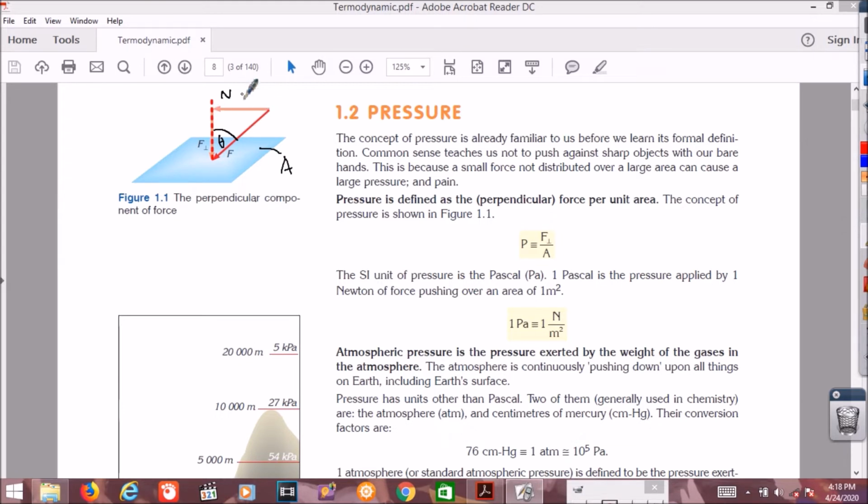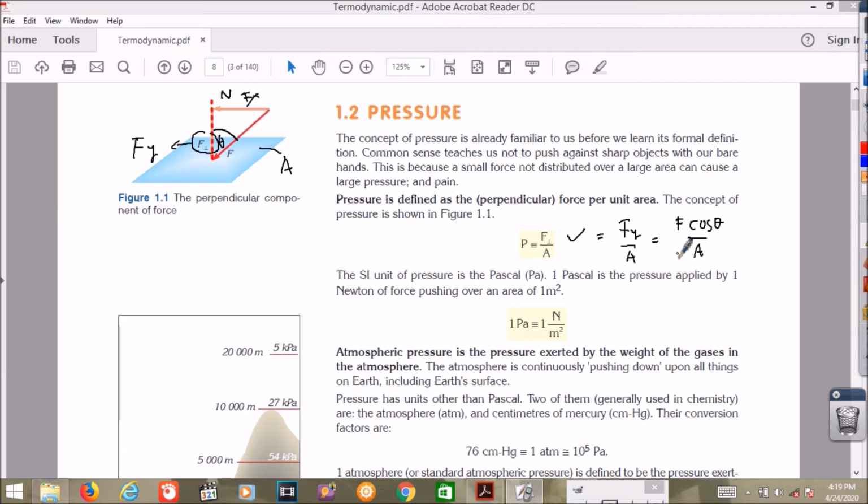This one is Fx, and this one is Fy. Fy is the force that is perpendicular to the area, so we take Fy for the definition of pressure. So the pressure equals Fy, the force perpendicular to the area, over the area itself. If we relate it to the angle, the pressure is F cos theta over area.